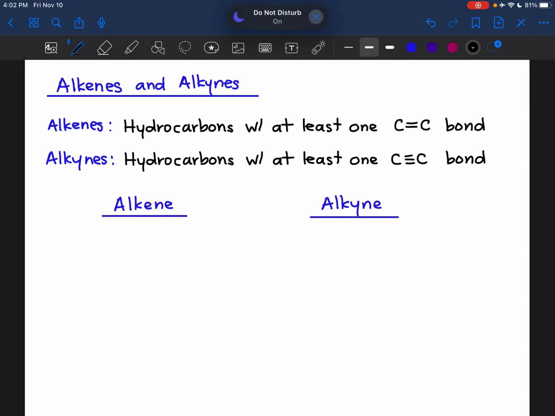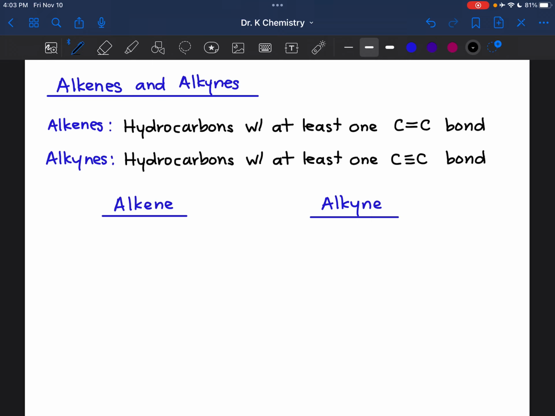In a previous video, we introduced hydrocarbons, and we talked about how that is a broad umbrella term that encompasses quite a few different types of molecules. So we discussed alkanes. We also introduced alkenes and alkynes. Alkenes are hydrocarbons that contain at least one carbon-carbon double bond. Alkynes are hydrocarbons that contain at least one carbon-carbon triple bond.